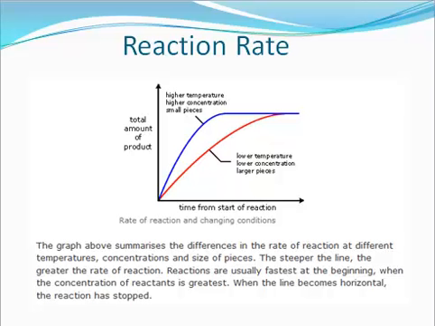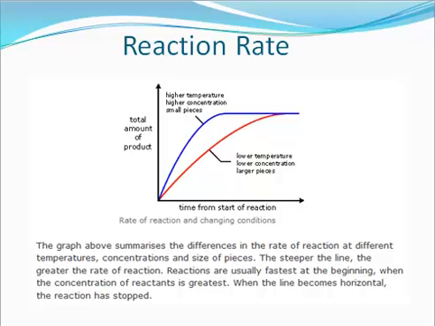Reactions are usually fastest at the beginning. That does not change whether we use a catalyst or not. Reactions are usually fastest at the beginning when the concentration of reactants is greatest. When the line becomes horizontal, the reaction has stopped.